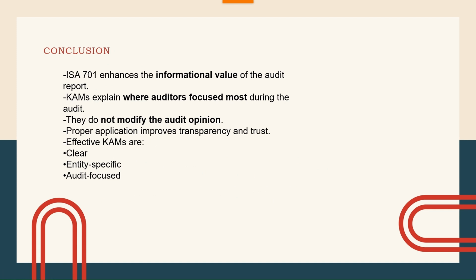Let me give a quick summary and conclusion of the topic. ISA 701 improved the information value of the audit report by explaining where the auditor focused most during the audit. Key audit matters do not change the audit opinion, but they improve transparency, understanding and trust when applied correctly. With this, we conclude our discussion on ISA 701 Key Audit Matters.